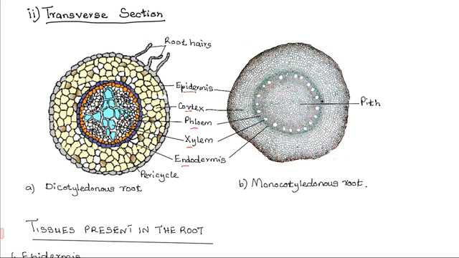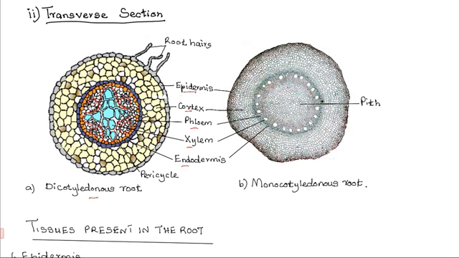As this is shown clearly in these two diagrams here. You see, in the dicotyledonous root, the xylem occupies the central position, forming a star-shaped structure. Then in between the arms of the star is a phloem tissue.